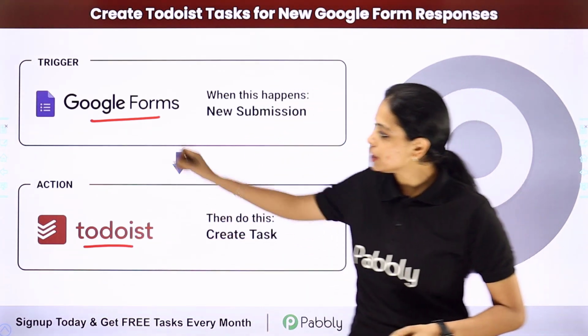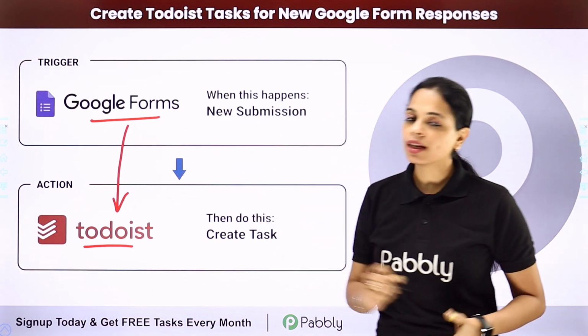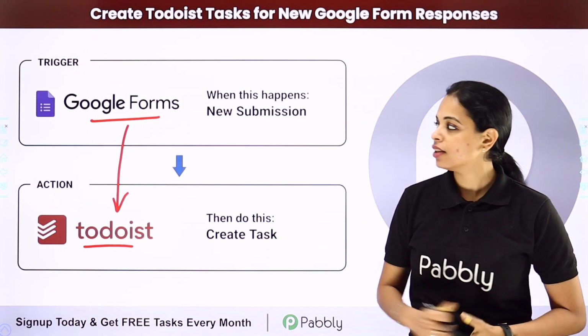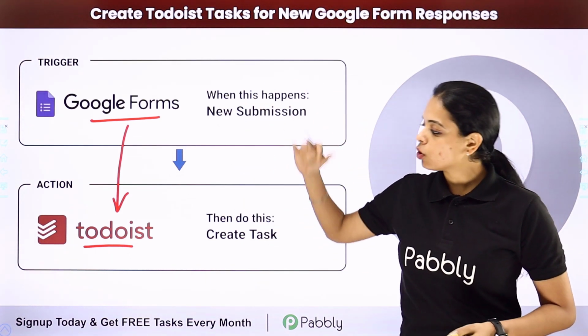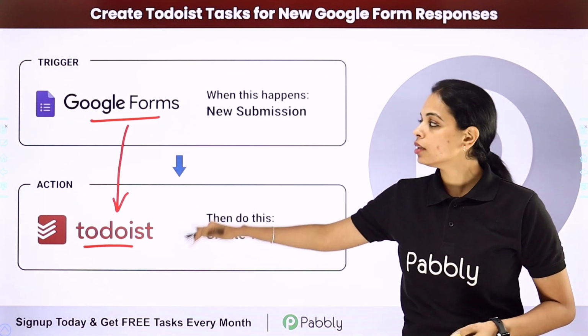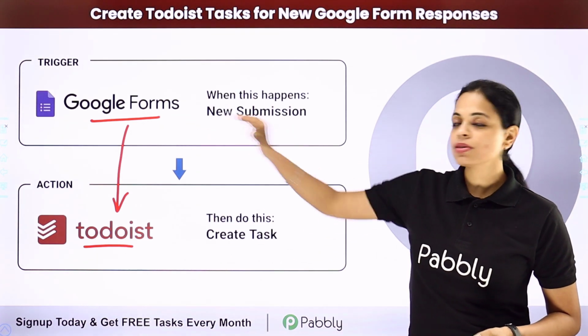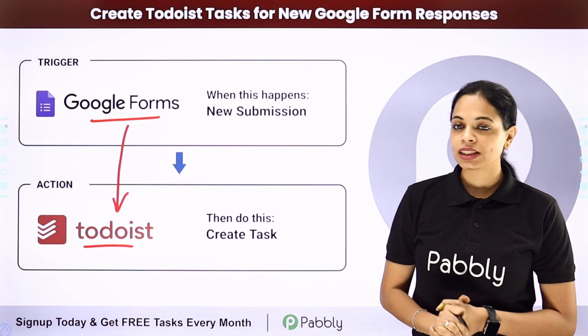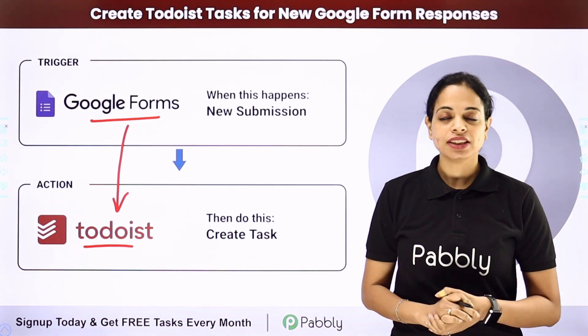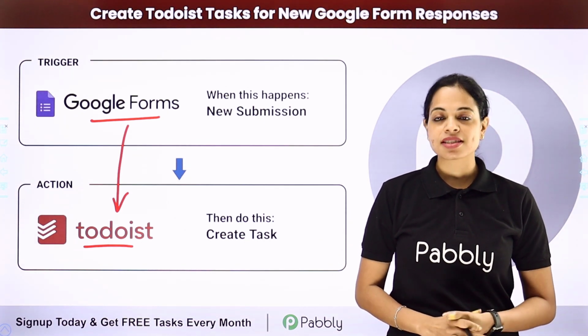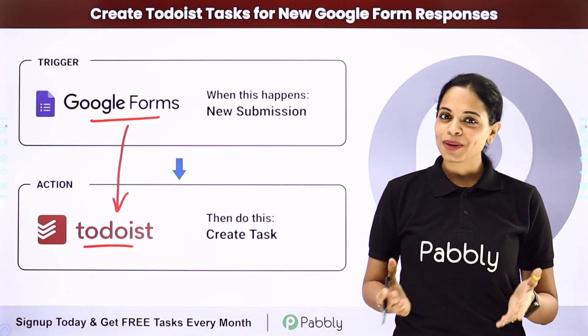For this, you will have to integrate the two applications and the same thing can be done using Pabbly Connect software. So every time a form is filled, automatically a task would be created here. Your trigger application would be Google Forms and your action application would be Todoist. Now, how can you do this yourself? Integrate and automate this entire process. To understand that, let me take you to my screen.